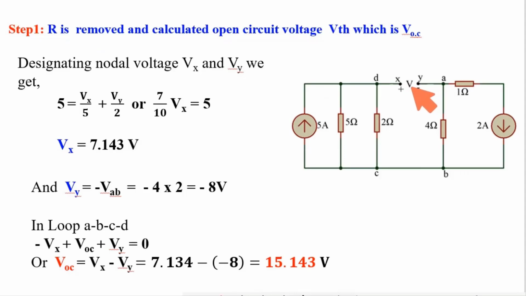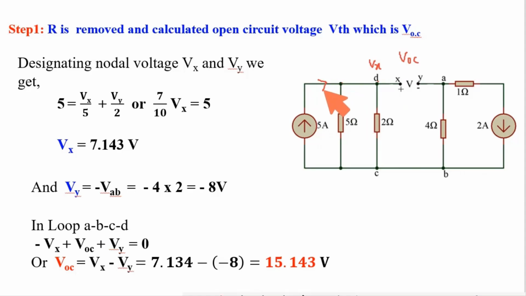I need to calculate the potential between point X and Y. So this is VOC. To calculate this, I have to find out the potential at this point and the potential at this point. Now what is the potential at this point? The potential at this point is equal to the current through this resistance multiplied by this resistance. Now considering the potential at this point is Vx. Now these points are the same point.